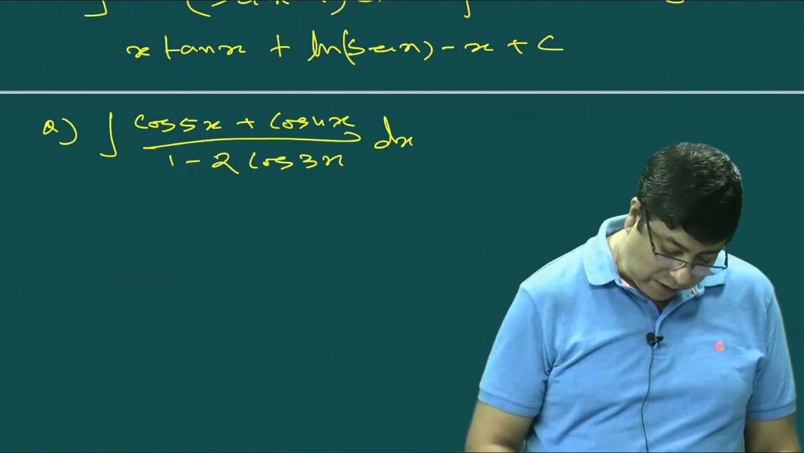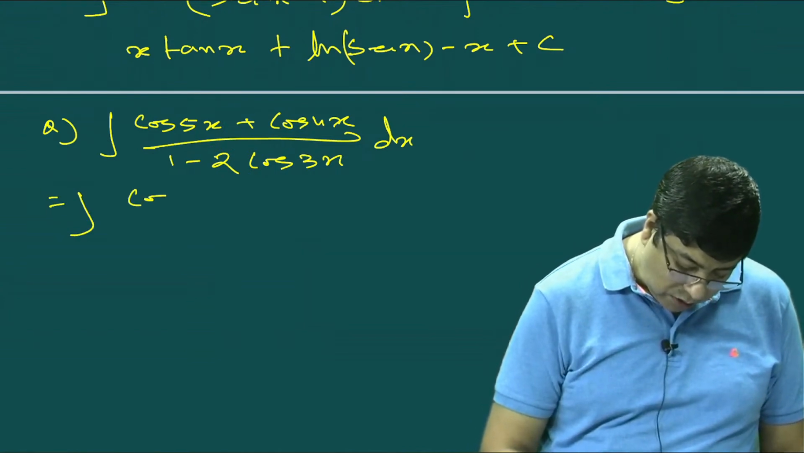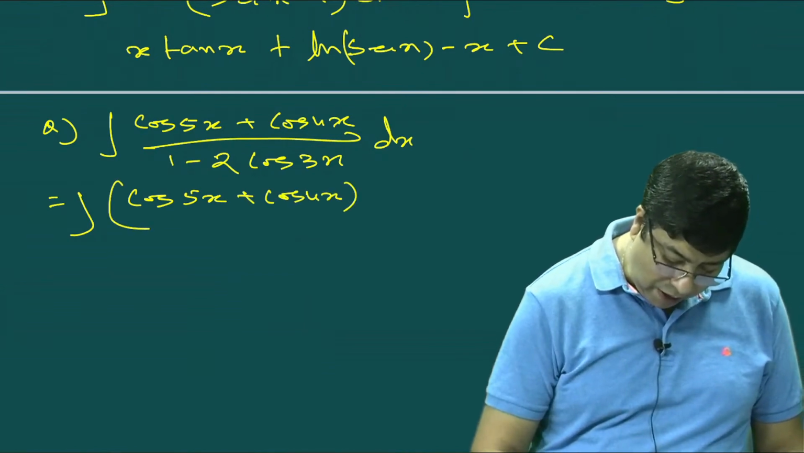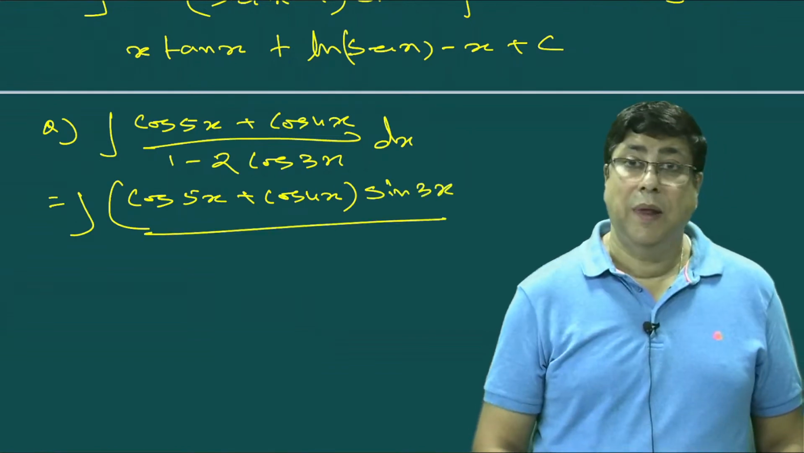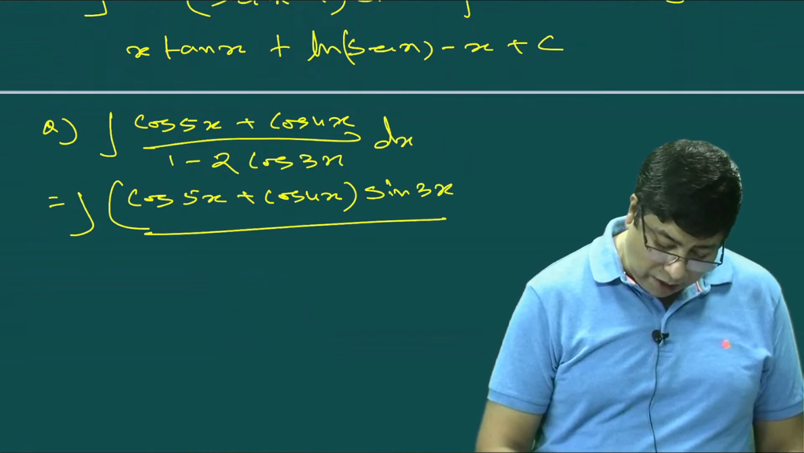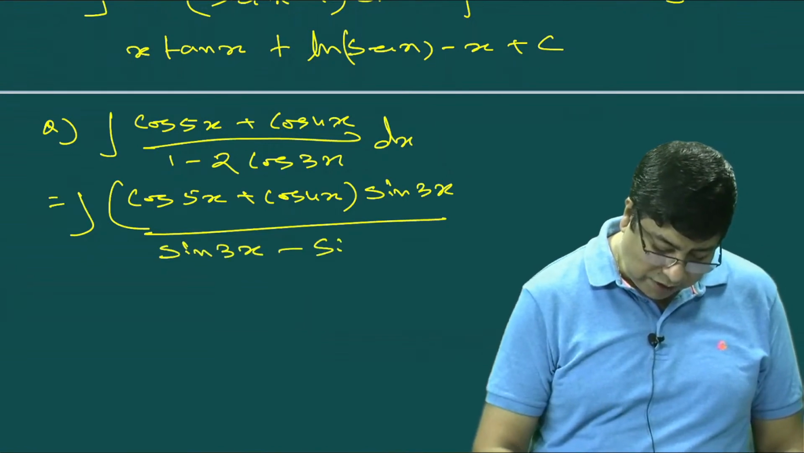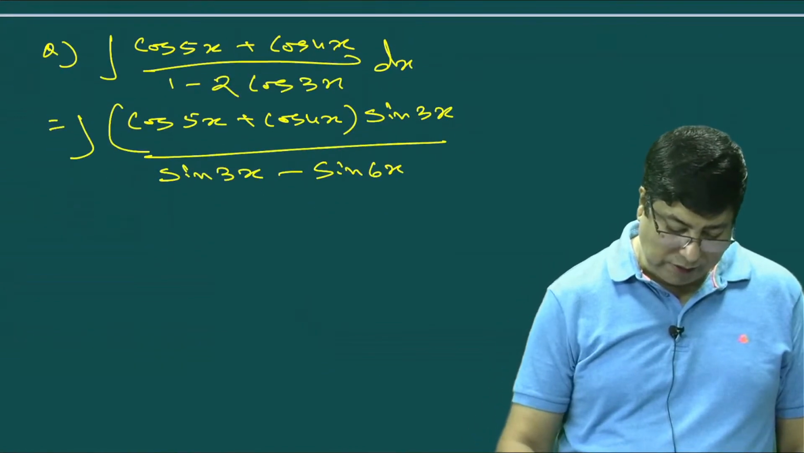Therefore we can write this by just multiplying sin 3x in the numerator and denominator. The numerator is cos c plus cos d, cos 5x plus cos 4x, and we multiply numerator and denominator by sin 3x. So we are getting here sin 3x minus 2 sin 3x cos 3x, which is sin 6x. We are getting here sin 6x.